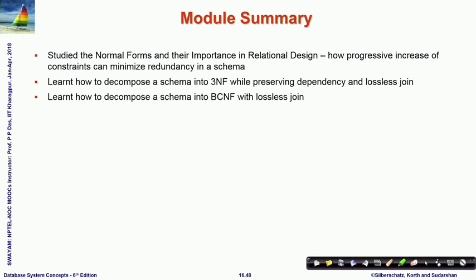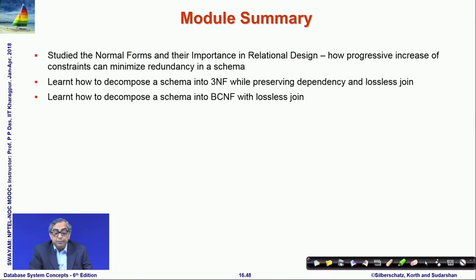So, we have studied the normal forms and their importance, and how we can progressively increase the constraints to minimize redundancy in the schema, and learned how to decompose a schema into third normal form and also into Boyce-Codd normal form.